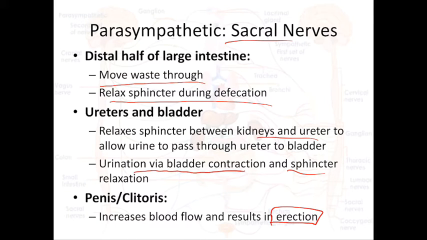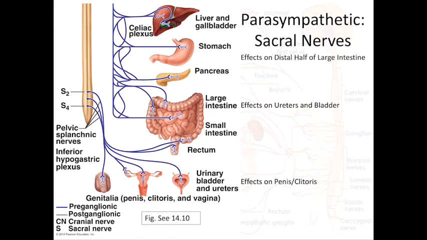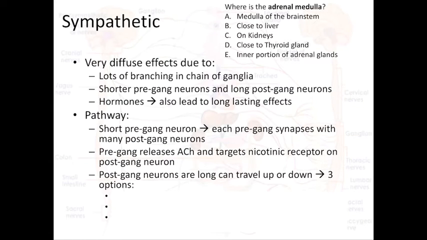So we'll see in a sec that, interestingly, the parasympathetic controls erection, but the sympathetic controls ejaculation or orgasm. They're not the same thing. We'll get into that later. Okay, you can recap that here, those last ones on the sacral nerves. All right, and then let's dive into the sympathetic.